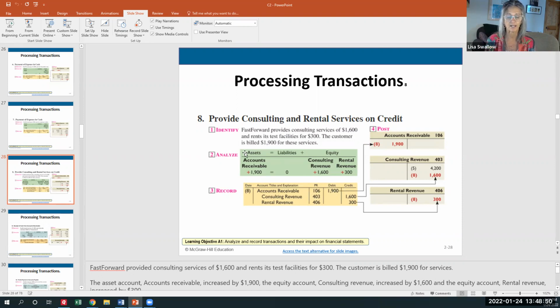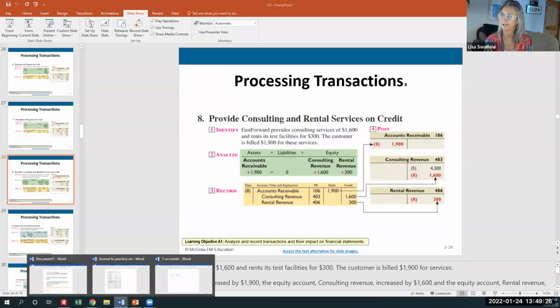So this time I really have to think about this. This isn't cash that I'm debiting. It's an accounts receivable. Accounts receivable is an asset account. Anytime you see the word receivable, that means an asset. Somebody owes me money. So my asset of AR has gone up right here. And in my equity, my little sub-account area of revenue, both consulting revenue and rental revenue have gone up. Let's go make our journal entry.